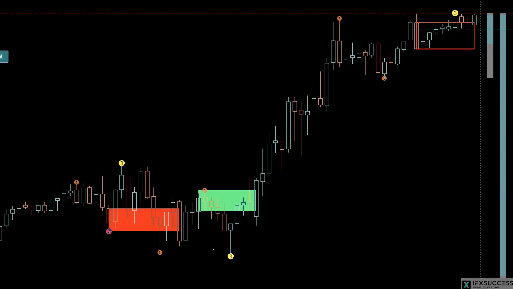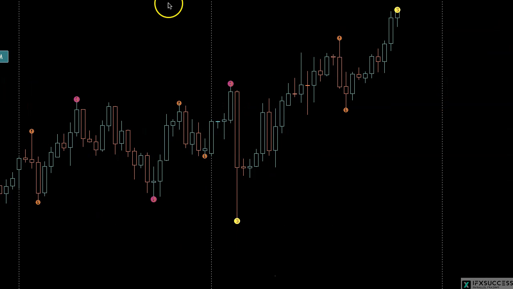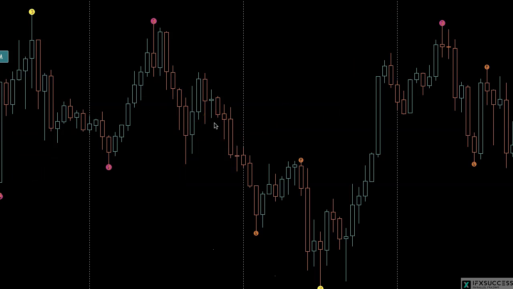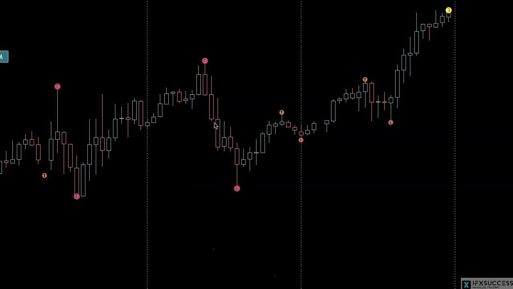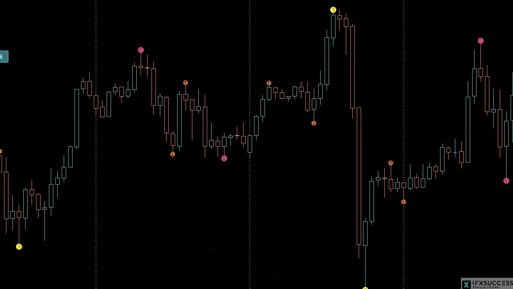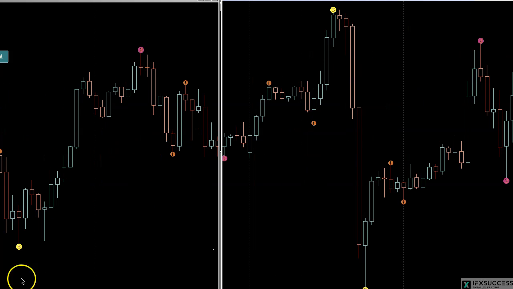So the best way that we're going to use this is that we're going to go to a higher time frame. We're going to either go to 1 hour, 4 hours. Right now it's actually not showing it to me because we're off the market. But pretty much what we're going to do is let me look for one that is actually drawn.